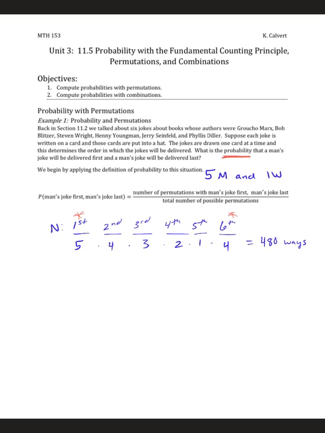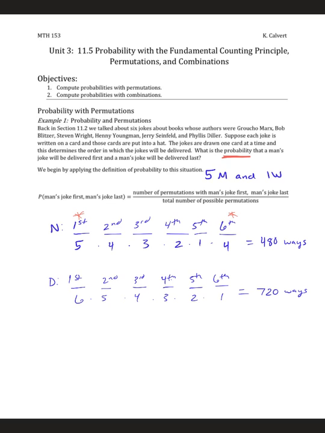However, we want to find the probability of that happening. So now we need to address the denominator. We want to find the total number of ways 6 jokes can be delivered. If we do the same thing, the first, the second, the third, the fourth, the fifth, and the sixth. This time we're not concerned with where the man's joke lies. So we just take 6 times 5 times 4 times 3 times 2 times 1. Again, using your calculator, there are 720 different ways to tell those 6 jokes in any order.